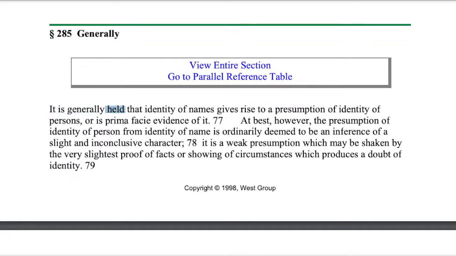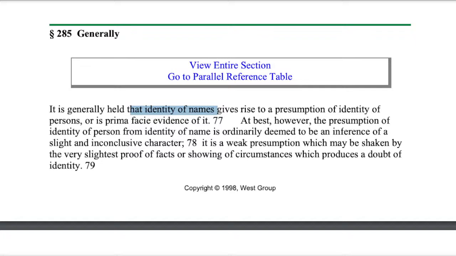It is generally held that identity of names gives rise to a presumption of identity of persons, or is prima facie evidence of it. So let me just break down a little something here. Whenever we see "generally", although on these headings here this is appropriate, when we say "it is generally held" it is a little bit different than our heading for this section. This is a presumption. All these "generallys", the "mostlies", these are presumptive language. In our mentioning presumptions with presumption language. So let's follow this. It is generally held that identity of names gives rise to a presumption of identity of persons, or is prima facie evidence of it.